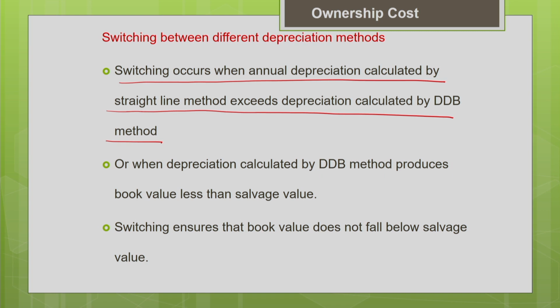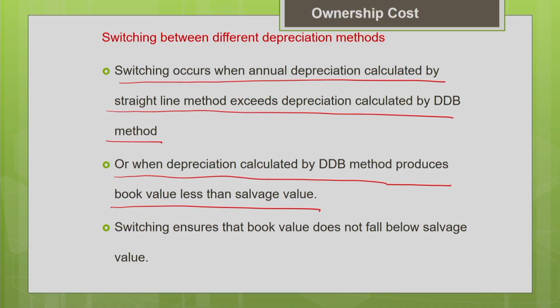Or another case where we switch over is when the depreciation calculated by your DDB method produces book value less than the salvage value. This we don't want to occur. We want the book value at the end of useful life to match with the salvage value, okay. So in that case also we have to switch over from one method to the other method. Switching will ensure that the book value does not fall below the estimated salvage value, okay.